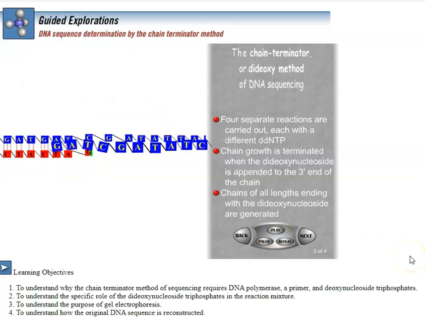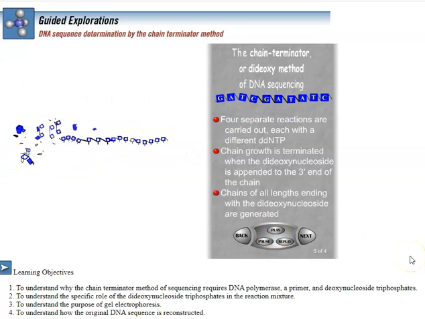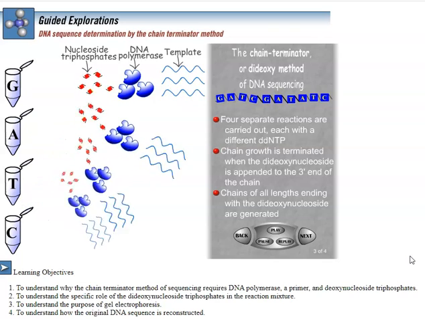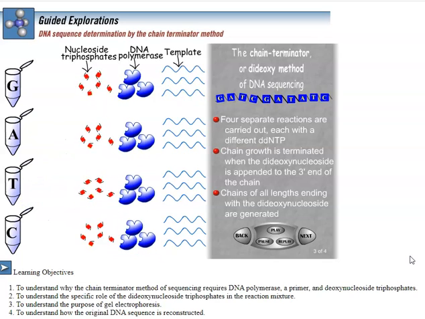In order to determine the sequence of a template strand, 4 separate reactions are carried out. Each reaction contains DNA polymerase, the template strand, all 4 nucleoside triphosphates, and a small amount of one of the 4 dideoxynucleotides, one with dideoxy-GTP, one with dideoxy-ATP, one with dideoxy-TTP, and one with dideoxy-CTP.